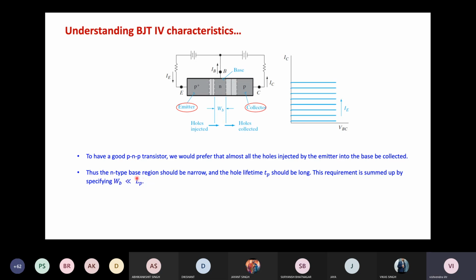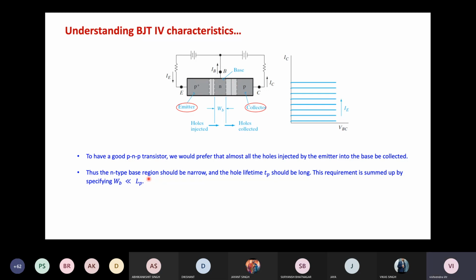And there is a relationship that we generally try to maintain. WB is the base width, LP is the mean free path of the holes. So what is mean free path? It is the average distance that the holes travel before they collide with something else. And generally, once the holes collide with something else, it is highly probable that they might recombine. It depends on multiple factors: the doping concentration, and also the dielectric constant of the material.